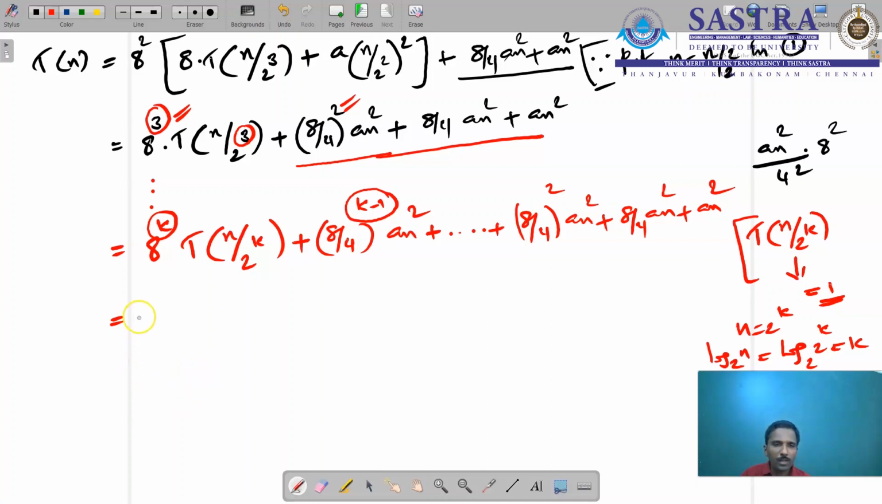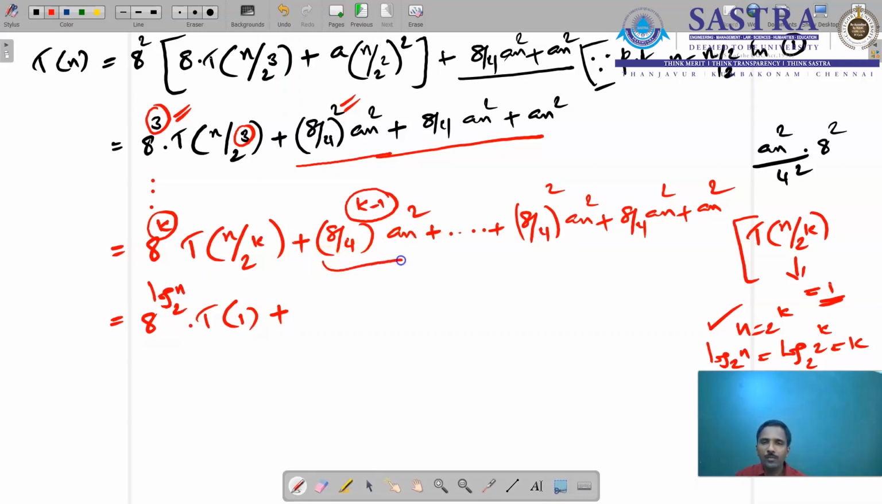So here let's replace this: 8 power log n base 2 times t of n by 2 power k. Substitute n is equal to 2 power k. This becomes t of n by 2 power k, that means n by 2 power k, that is 1. So t of 1 plus.